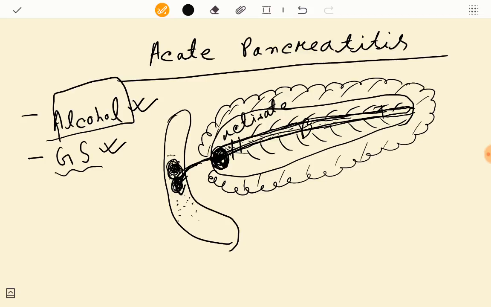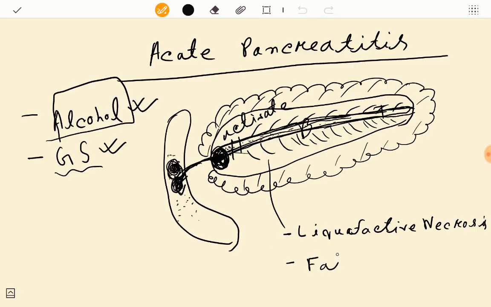Okay, now let's talk about it. When the enzyme is activated, it will digest the pancreas. So there will be a liquefactive necrosis. Liquefactive necrosis due to what? Due to digestion of the pancreas itself. And there will also be fat necrosis.